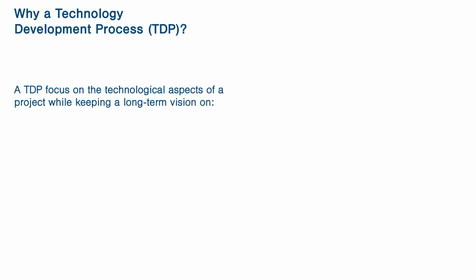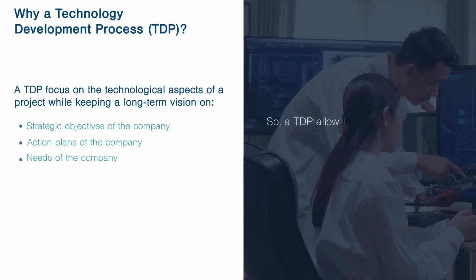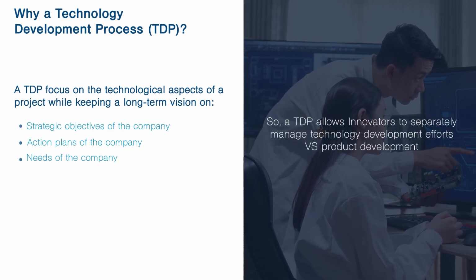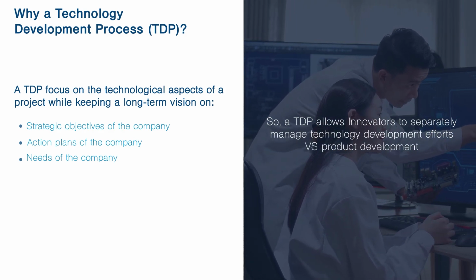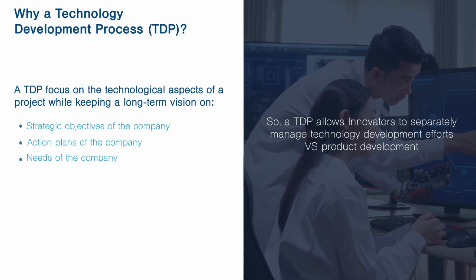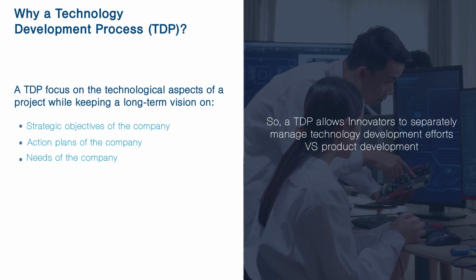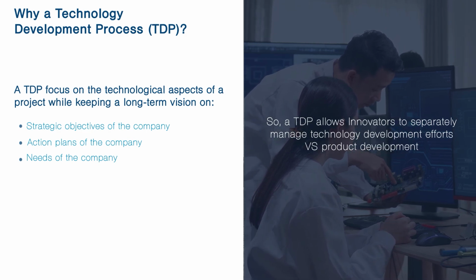The technological development process, more commonly called TDP, focuses on the technological aspects of a project while keeping a long-term vision on strategic objectives of the company, action plans of the company, and the needs of the company. Hence, the TDP allows innovators to separately manage technology development efforts as compared to product development. Technological development is performed upstream of the product development. The desired scenario is to integrate a validated technology in product development.